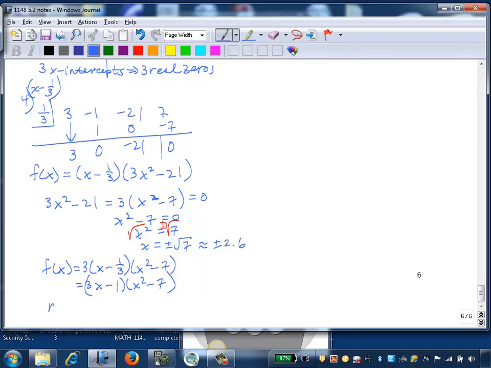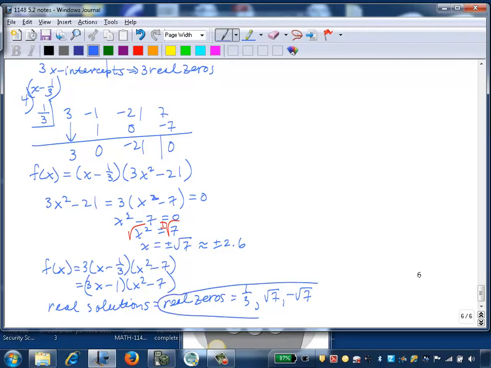So we found our real solutions, the real zeros. We found that they are 1/3, radical 7, and negative radical 7.